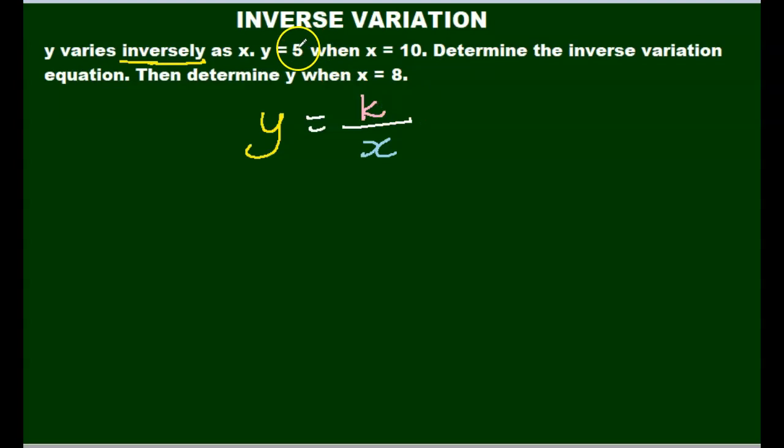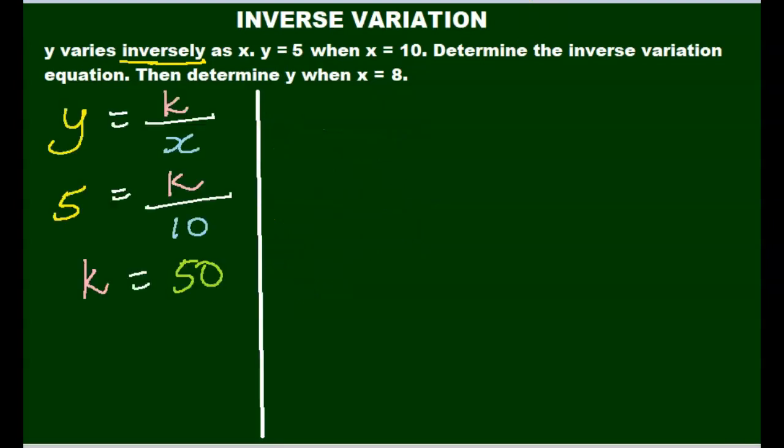So we're going to plug in our given values. When y is 5, we don't know our k, but we know our x is 10. Multiply both sides by 10, we get k equals 5 times 10, which gives me 50. So therefore, we can write our equation as y equals, now k is 50, so we have 50 over x.